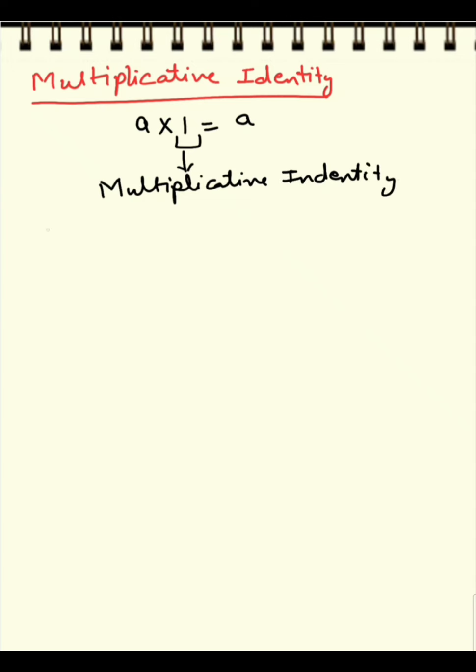Whenever we multiply any number with 1, for example A into 1, we'll get the same number. So what is this 1? 1 is known as the multiplicative identity for that number. And this 1 is the multiplicative identity for both whole numbers and natural numbers.